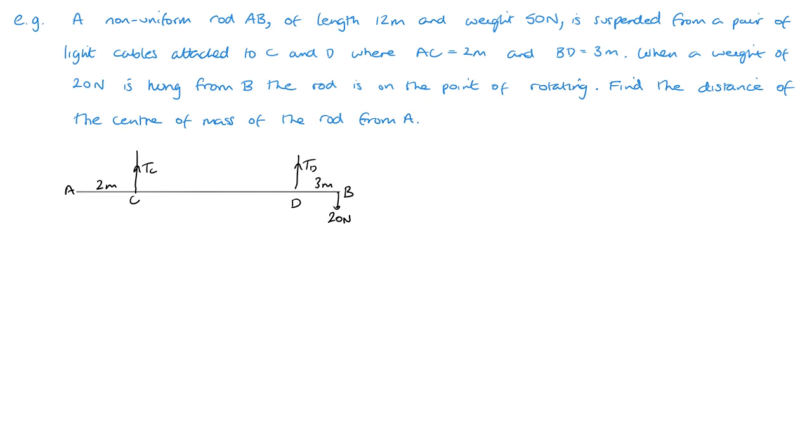So when we hang a 20 newton weight here, it's at the point of tilting, which would mean that it's going to be about D. So C we would get rid of, the tension at C.